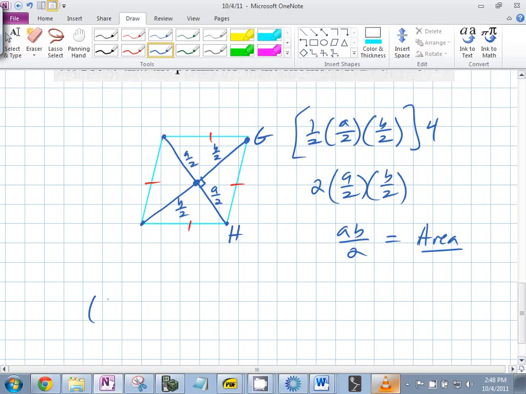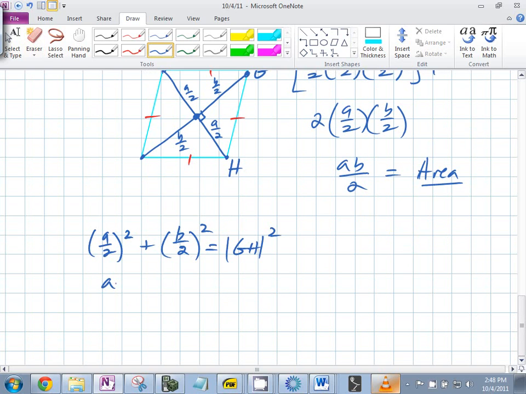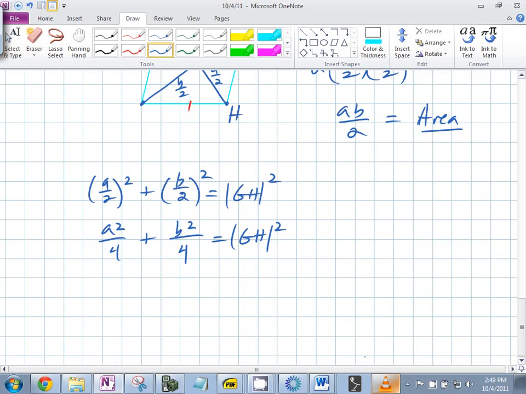Well, we know that A over 2 squared plus B over 2 squared has to be what? GH squared. So what do we have here? A squared over 4 plus B squared over 4 is equal to GH squared. What do you do to both sides? Square root. We're trying to isolate GH.